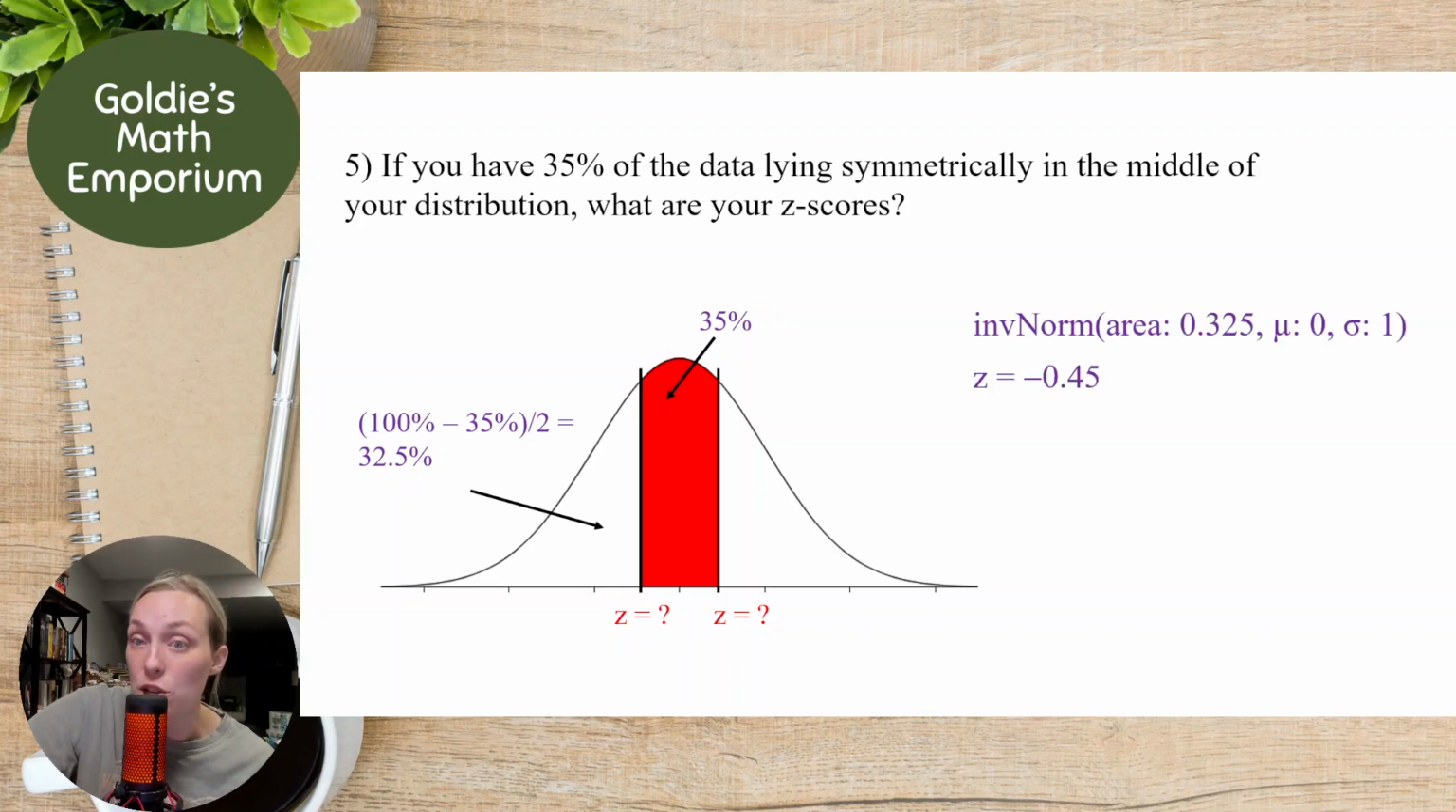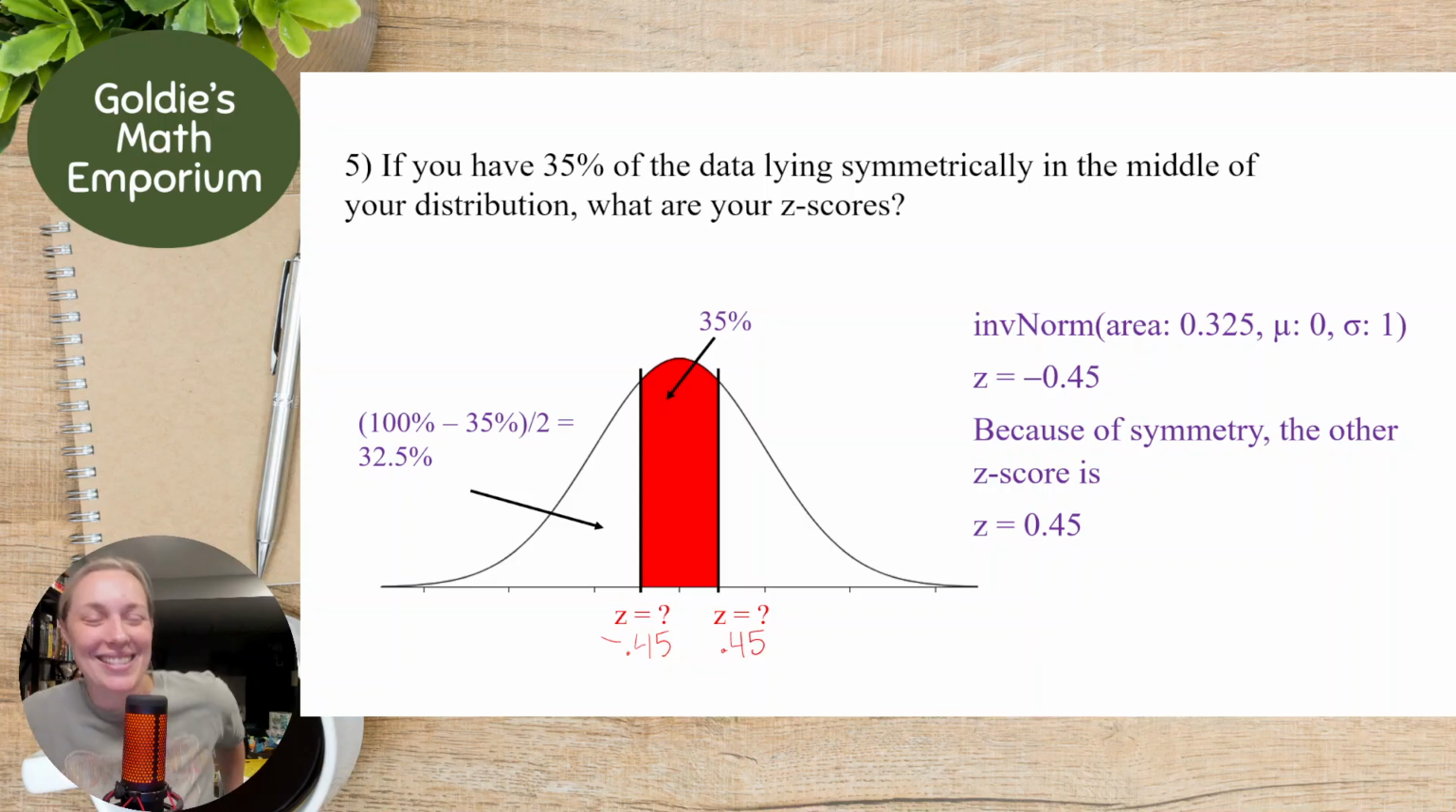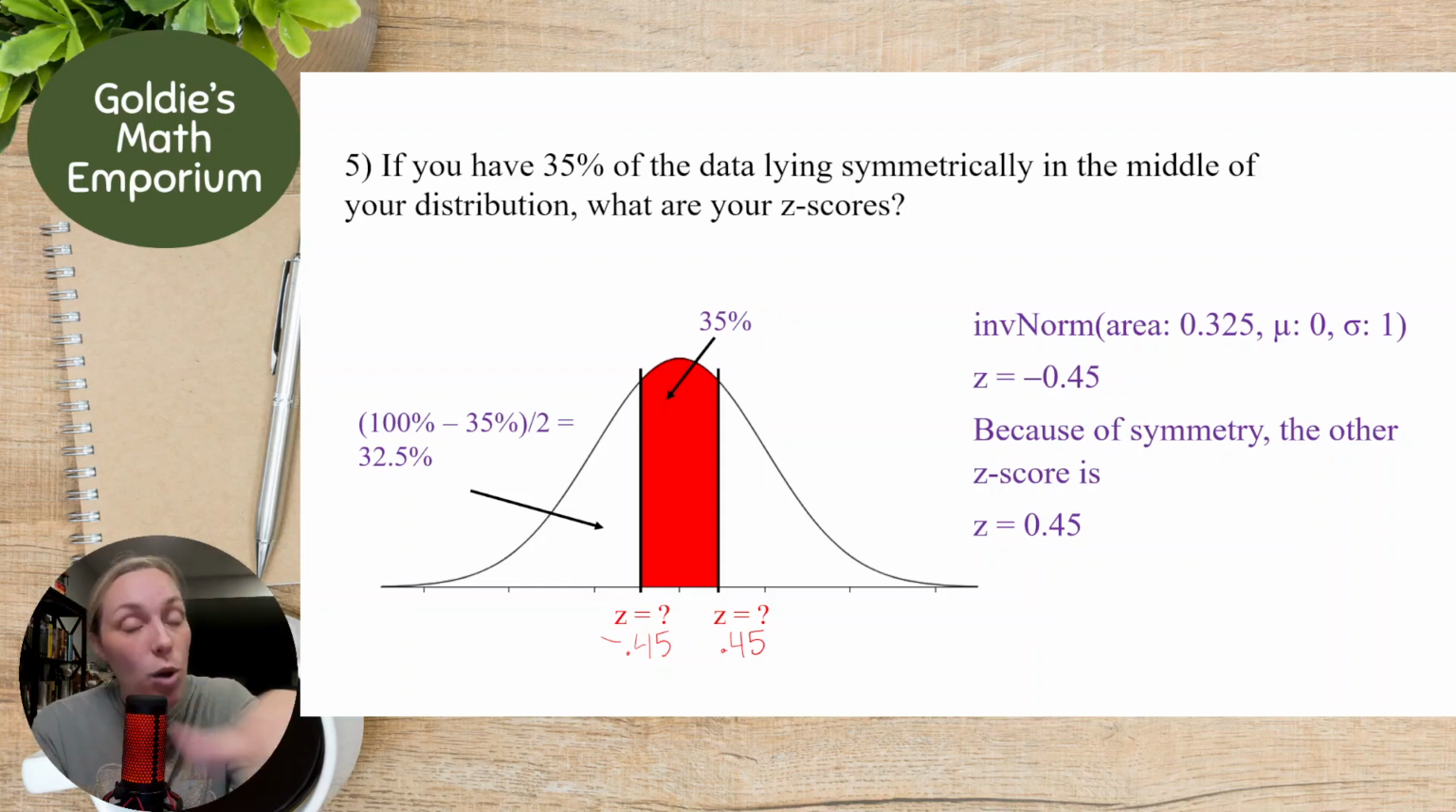So when you plug that into your calculator as the area to the left, you get a z-score of negative 0.45 right here. And because it's symmetric, the other z-score is going to be positive 0.45. So you find that first one first, and then use symmetry to say what the other z-score is. So what calculator are you using? Get familiar with it so you know if you have to do this small extra piece of work in order to get those z-scores.